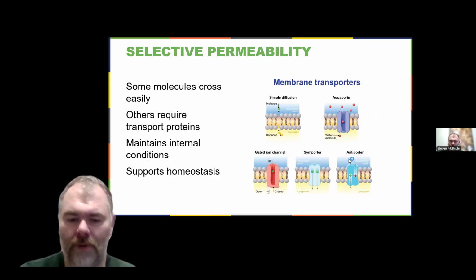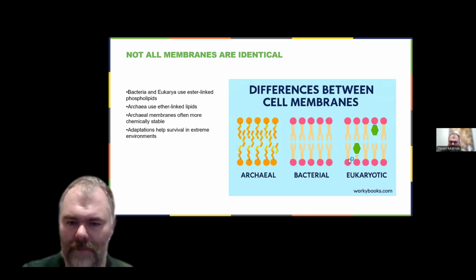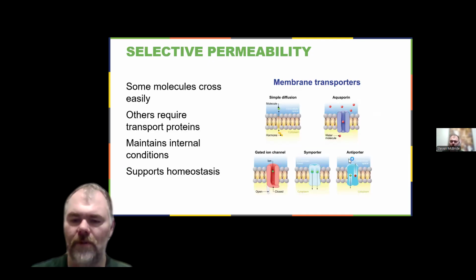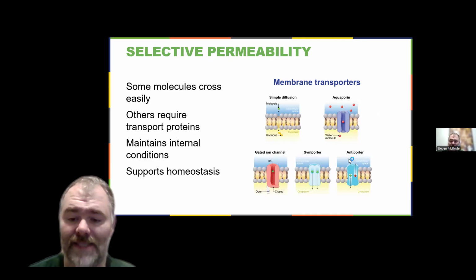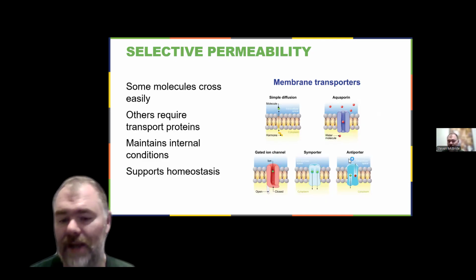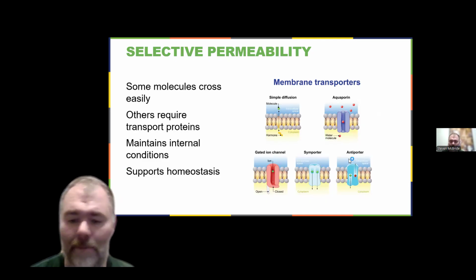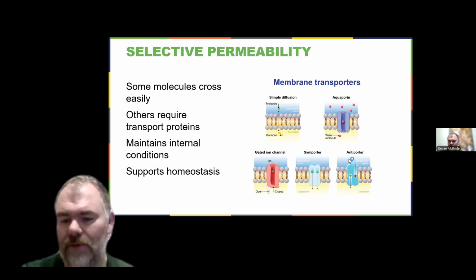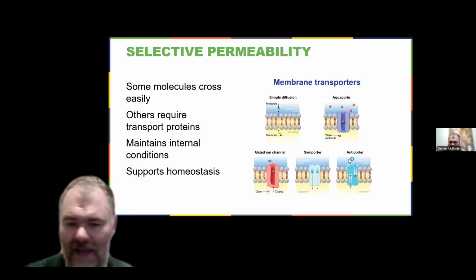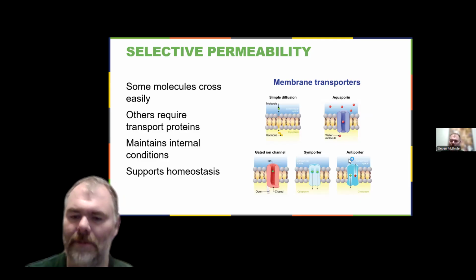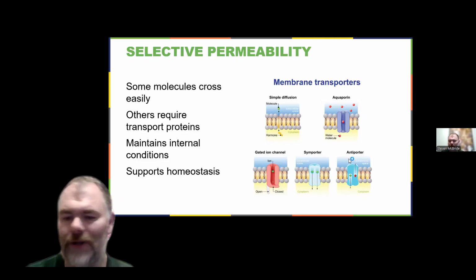One of the most important properties of the plasma membrane is selective permeability. Selective permeability means that some substances can cross the membrane easily while others cannot. Small nonpolar molecules like oxygen or carbon dioxide can often move directly through the phospholipid bilayer. But many substances cannot pass through the hydrophobic interior of the membrane on their own. Charged ions, sugars, and many larger molecules usually require transport proteins to help them move across the membrane.